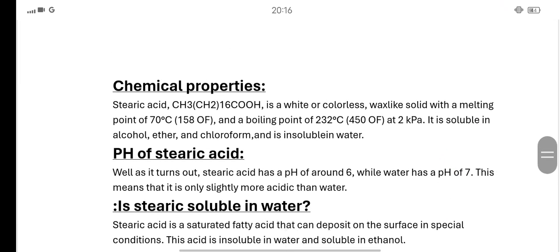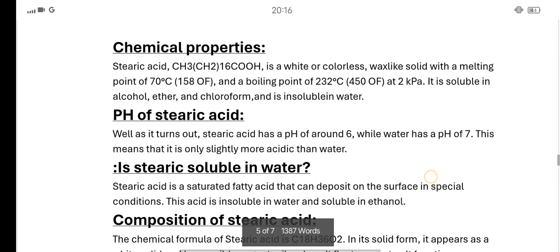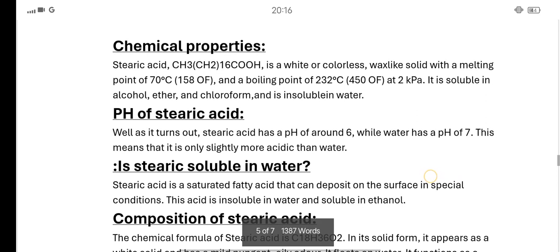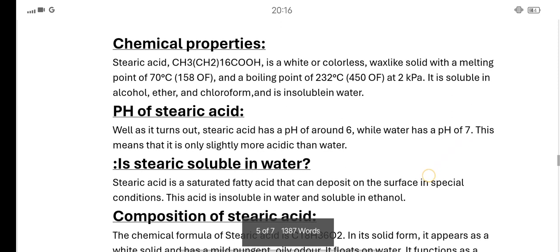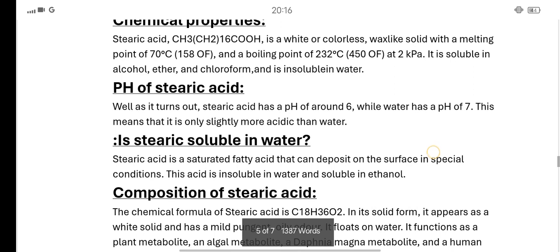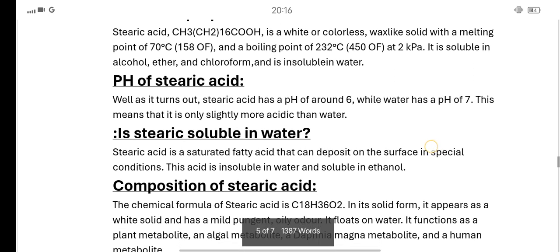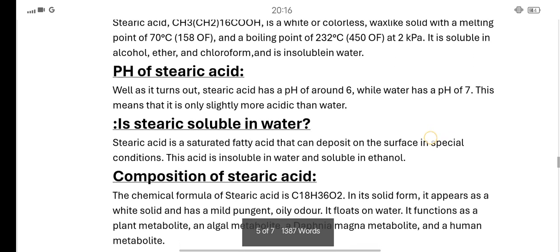Chemical properties of stearic acid. Stearic acid, CH3(CH2)16COOH, is a white or colorless wax-like solid with a melting point of 70 degrees Celsius and a boiling point of 232 degrees Celsius at 2 kPa. It is soluble in alcohol, ether, and chloroform and is insoluble in water.